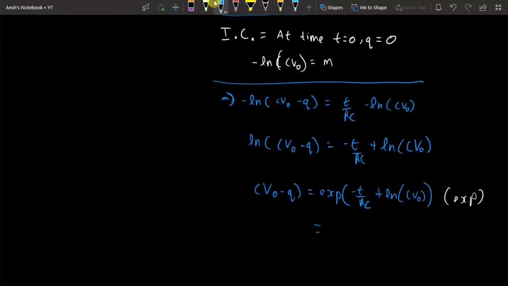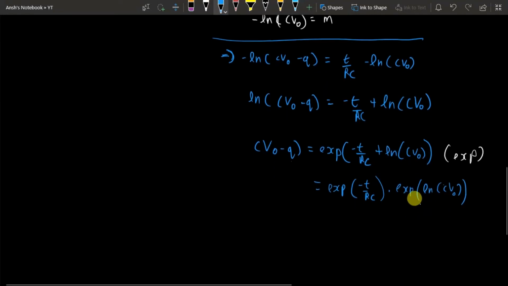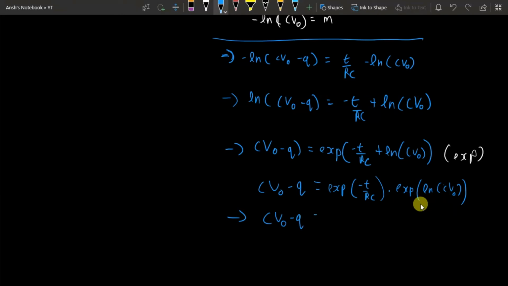The sum inside the exponential term can be written as the product of two exponentials. So we have exponential of minus t over rc times exponential of ln of cv naught. And again, the exponential and the logarithm cancel out, and we get that cv naught minus q is equal to exponential of minus t over rc into cv naught.